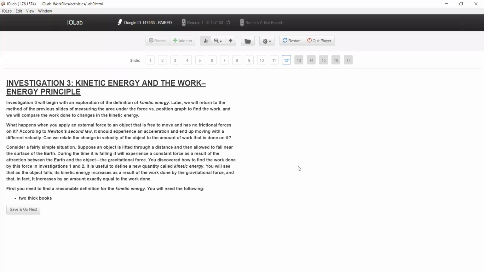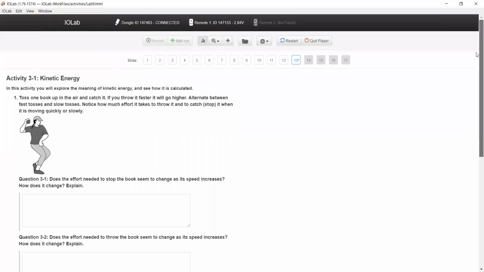Now we'll look into kinetic energy and the work-energy principle. Let me read through this one and click on save and go next. So they want us to use a book, toss one book up in the air and catch it. If you throw it faster, will it go higher? Alternate between fast tosses and slow tosses. Notice how much effort it takes to throw it and catch it when it moves quickly. So you have to vary it by yourself. How much effort does it take when it moves faster?